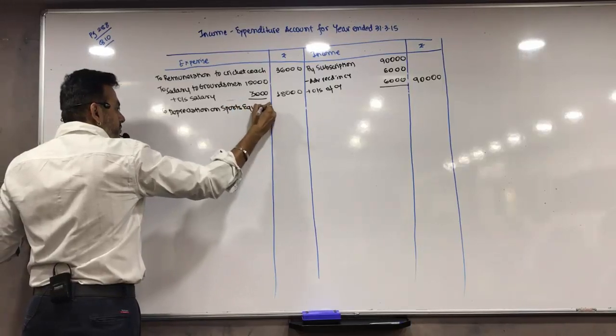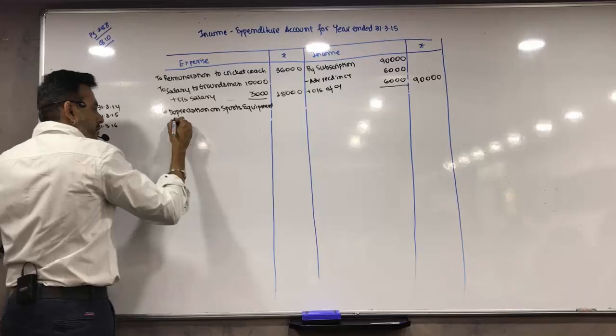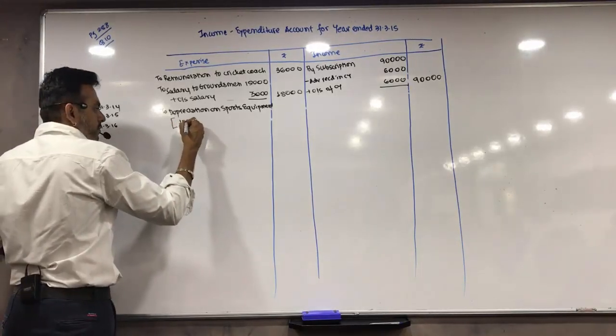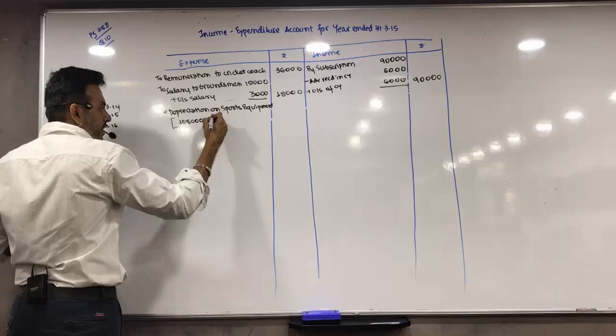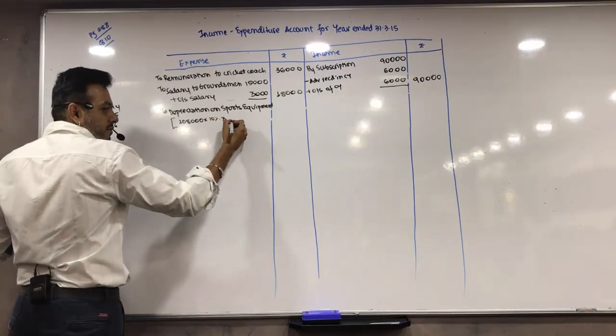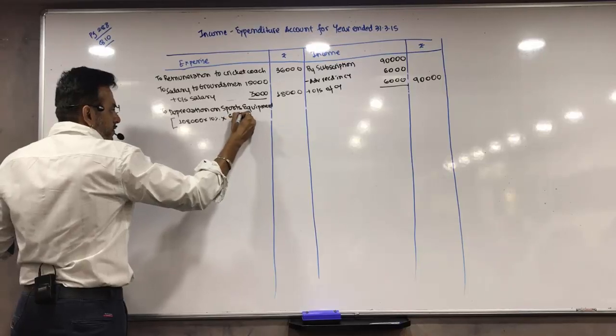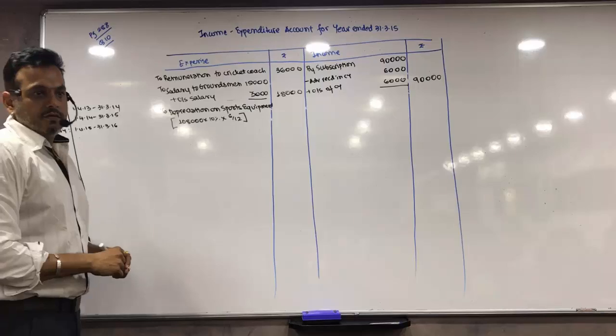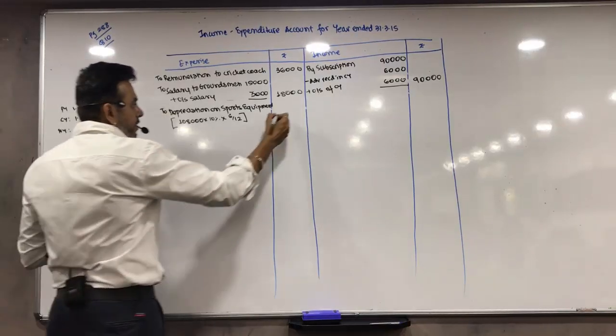Let's calculate: what is the amount of purchase of sports equipment? 1,08,000. What's the rate of depreciation? 10%. For how many months? 6 months. So 5,400.